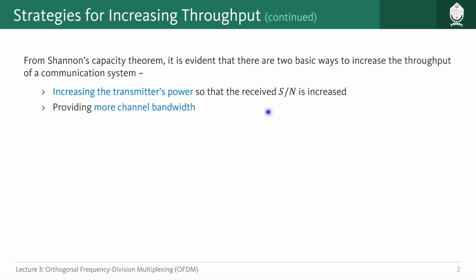The next one is to increase our channel bandwidth. If we increase the bandwidth, obviously this is related to our channel capacity linearly. As we increase the bandwidth linearly, our channel capacity will increase, and in turn, our throughput will also increase.